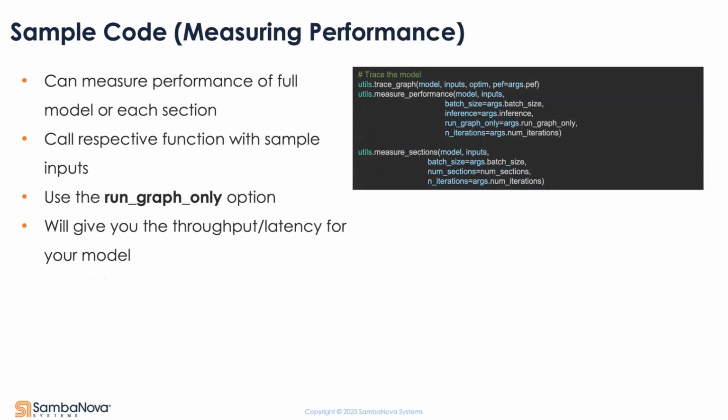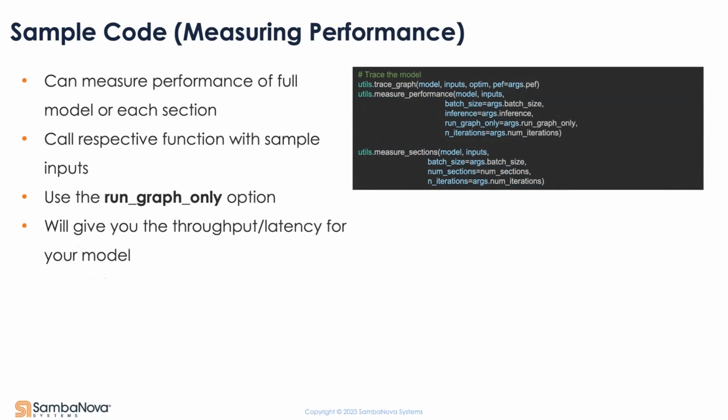And then we provide some functionality for measuring performance on RDU. We can measure performance of a full model, so the entire graph, or just per section. So we can just measure the backward portion if you feel that's the problem, or just the optimizer. Or measure performance of the entire graph. The key input to it is run graph only.